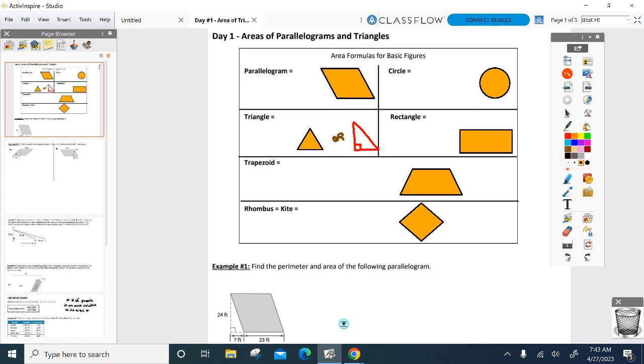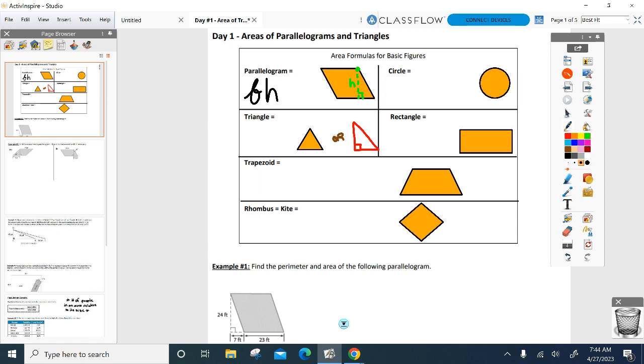I don't know if anybody remembers this one or has seen this one before. Base times height. If you want to draw yourself a little parallelogram off to the side, I want to make sure you understand what the base and the height are. The height always comes from one of the four vertices and is perpendicular to the opposite side. So that would be an example of a height. It has to be perpendicular to the other side.